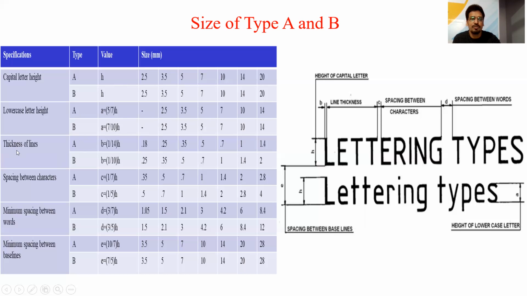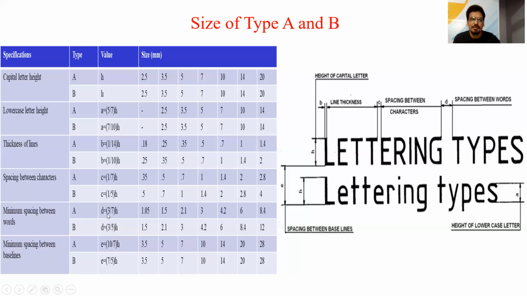In a similar way, we will calculate the thickness of lines, B, by the formula. For type A, B is equal to 1/14H, and for type B, B equals 1/10H. The spacing between the characters, that is, between two alphabets, is given by a formula. For type A, C is equal to 1/7H, and for type B, C equals 1/5H.